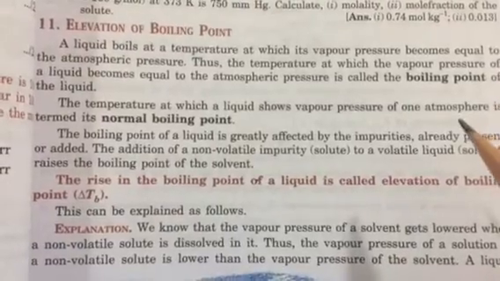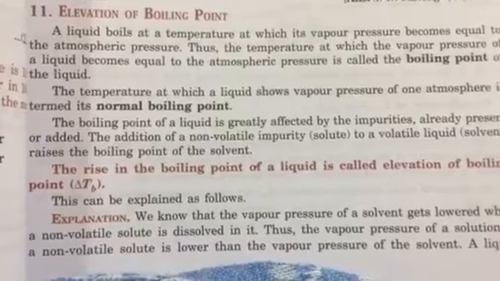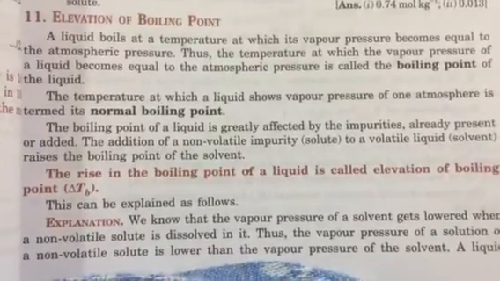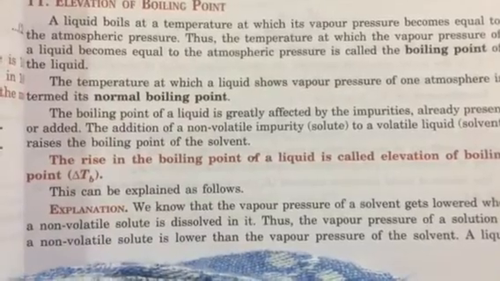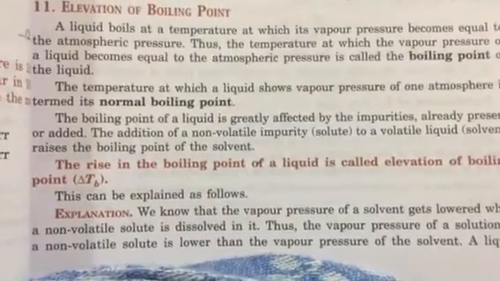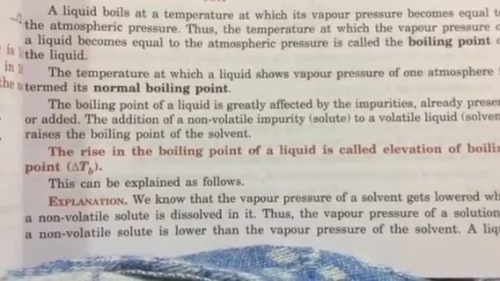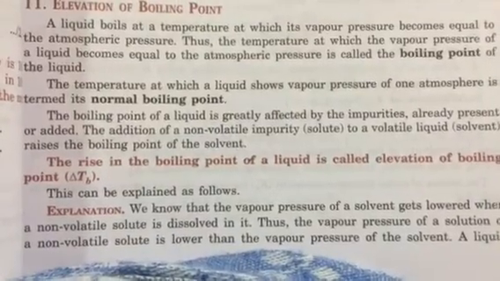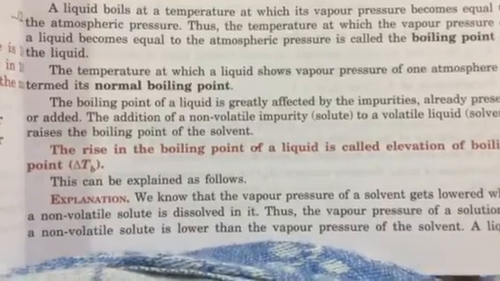Today we shall start with the next colligative property, that is elevation of boiling point. Here you would notice that it is written: the temperature at which the vapor pressure of a liquid becomes equal to the atmospheric pressure is called the boiling point of that liquid. Now to specify what is boiling point, there is an explanation given below.